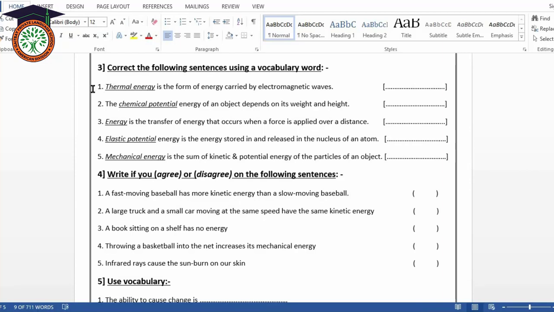Okay, question number 3, correct the sentences which have the underlined word. So the underlined words now are not right, so we have to change them and put the right answer in this bracket. So number 1, thermal energy is the form of energy carried by electromagnetic waves. No, I don't think it's thermal. We call it what? Yes, light energy. Excellent.